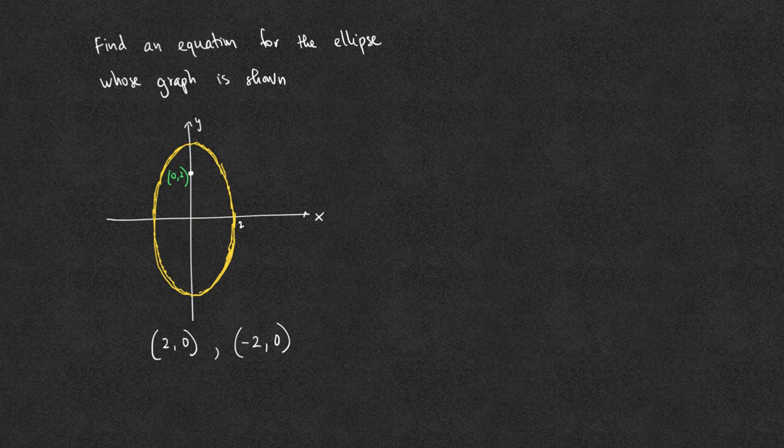The equation of this ellipse has to be of the form x squared over b squared plus y squared over a squared equals 1. And again, by convention, a is greater than b. A is not known. B is given. B is, in this case, 2.